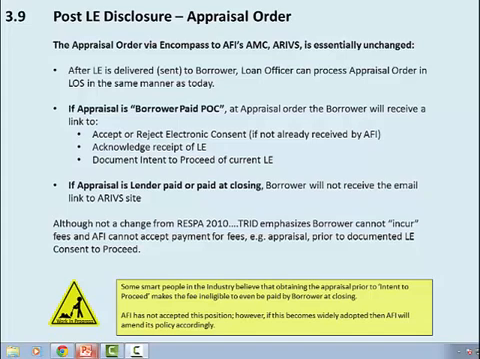the Arrive site. Although not a change from RESPA 2010, TRID emphasizes the borrower cannot incur fees, and AFI cannot accept payment for fees, for example, the appraisal, prior to the documented LE consent to proceed. Note: some regulatory and investor interpretations are suggesting that obtaining the appraisal prior to intent to proceed makes the fee ineligible to be paid by the borrower even at closing. AFI has not accepted this position. However, if this becomes widely adopted, then AFI will amend its policy accordingly.